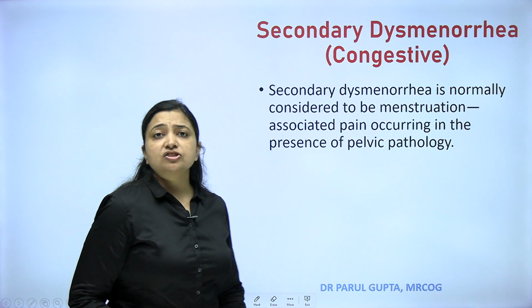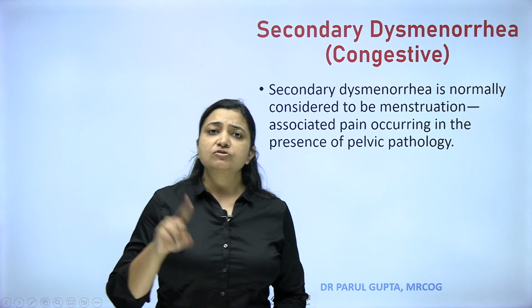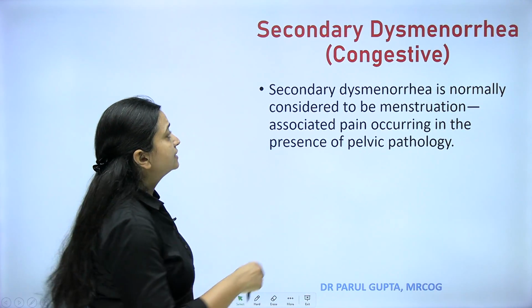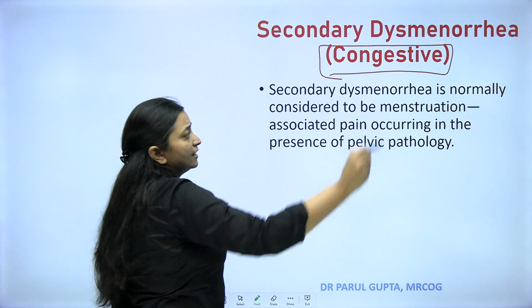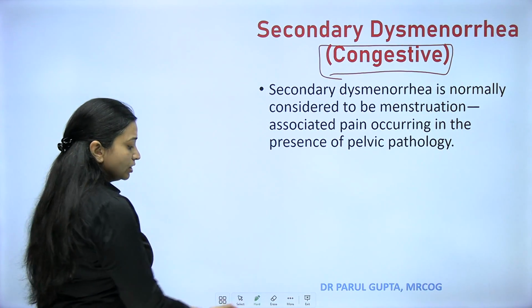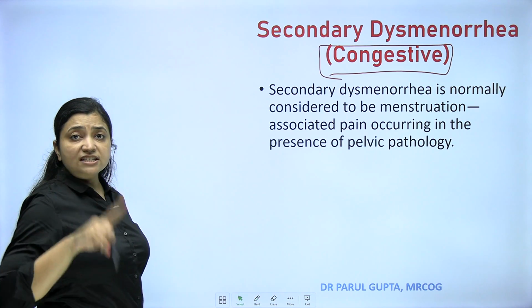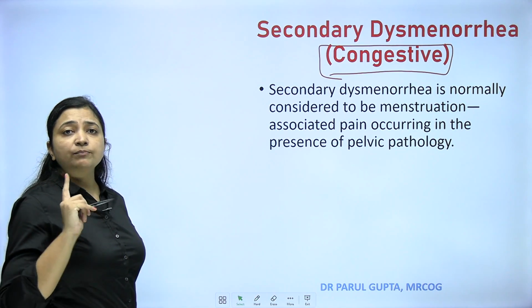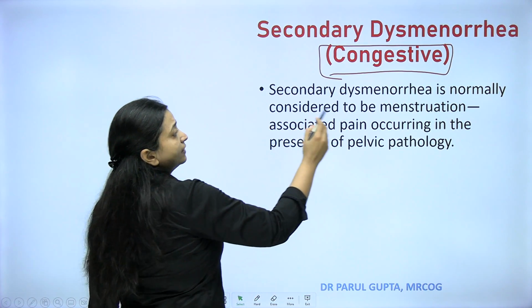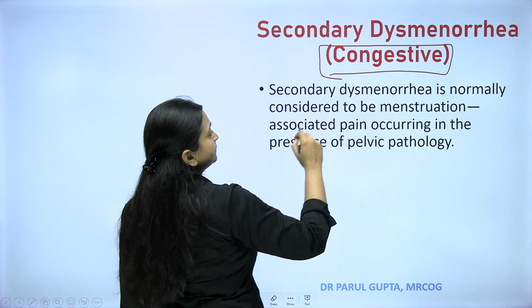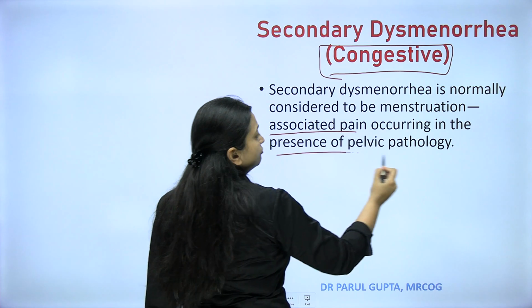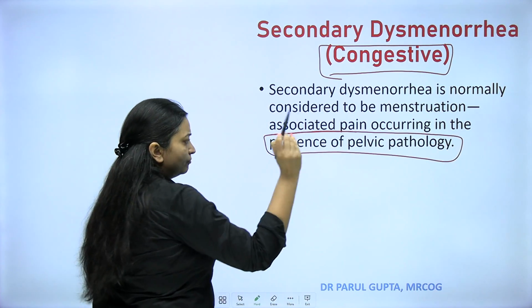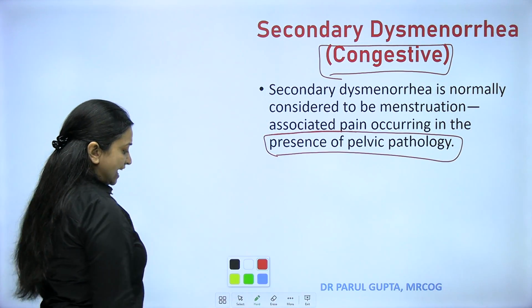Now with this I am finishing primary dysmenorrhea, and now I am shifting to secondary dysmenorrhea. Secondary dysmenorrhea, or congestive dysmenorrhea, the name is highly suggestive. Primary dysmenorrhea was spasmodic. This is congestive. That means there is some pelvic pathology. So secondary dysmenorrhea is considered to be menstruation-associated pain occurring with the presence of pelvic pathology. Presence of pelvic pathology is the catchword over here.